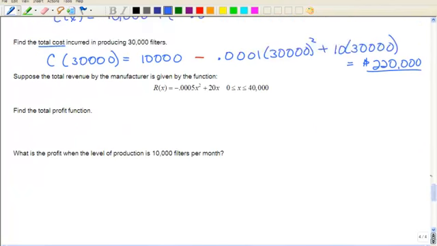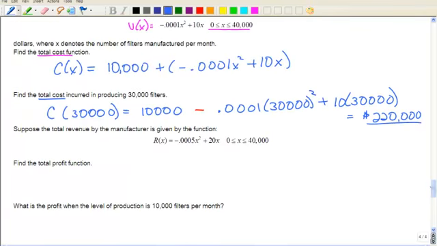Okay, so now we want the total revenue. Okay, so this is what it cost us to make 30,000 filters. So the total revenue is given by this. All right, that's how much money is generated, like you sell these things and it comes in. So what is the total profit?